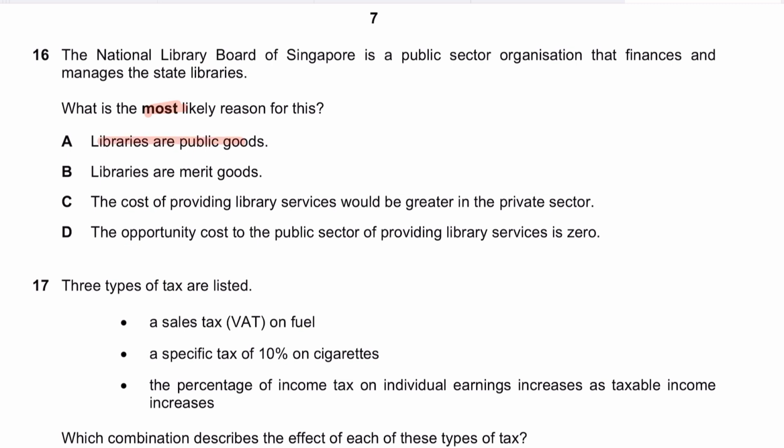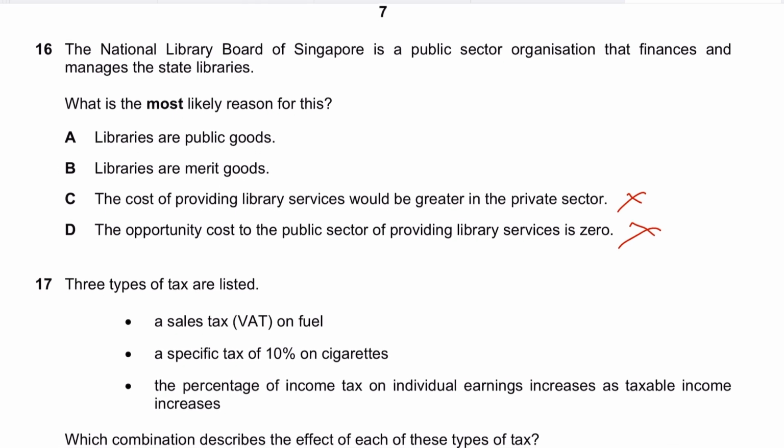Libraries are public goods, okay? Libraries are merit goods. The cost of providing library services would be greater than the private sector. We can't really say that, so this is not the answer. The opportunity cost to the public sector of providing library services is zero. The opportunity cost can never be zero, because if the government is providing or funding the libraries, definitely it has an opportunity cost, because that money could have been spent elsewhere as well.